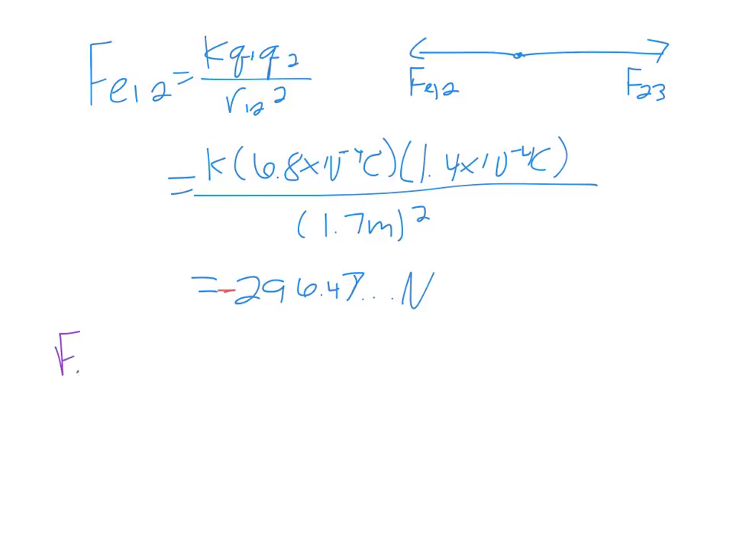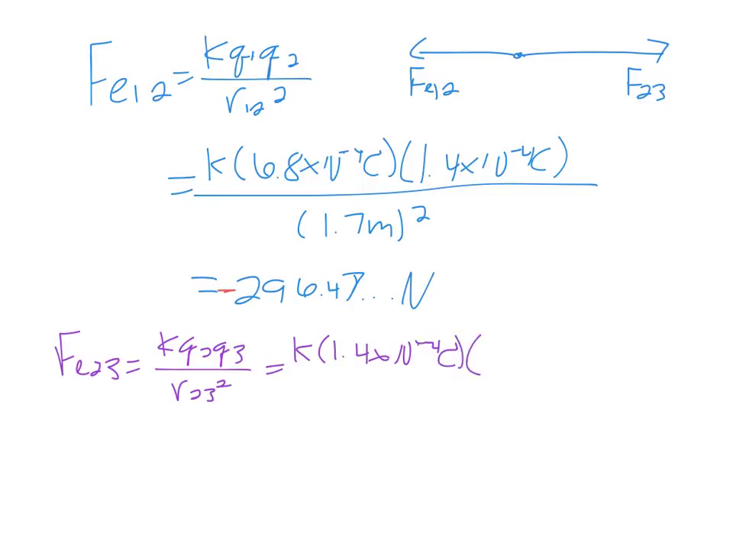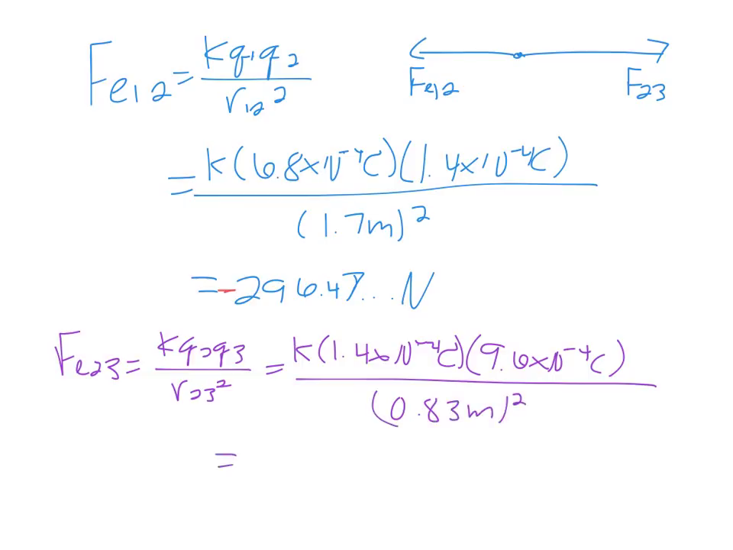And then looking at the electric force between 2 and 3, this is equal to K Q2 Q3 over R23 squared. So K times 1.4 times 10 to the negative 4th coulombs times 9.6 times 10 to the negative 4th coulombs all over 0.83 meters squared. This equals 1755.8, keeps on going, newtons. Just looking at the numbers, this number is larger than this number because this right force is larger than this left force, so that makes sense.